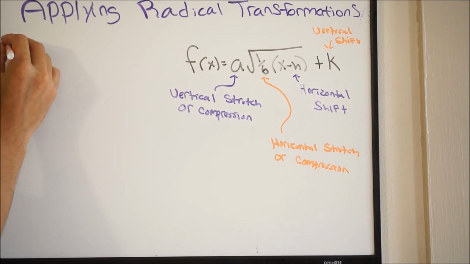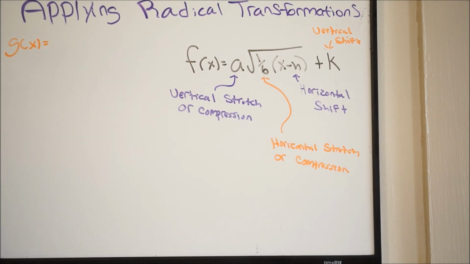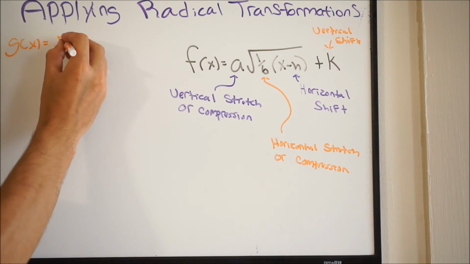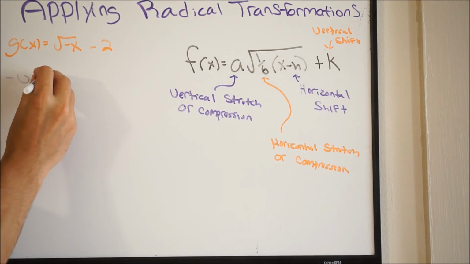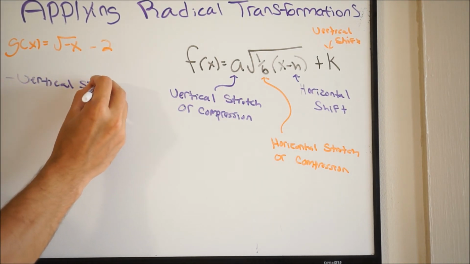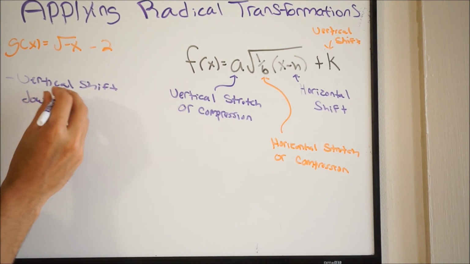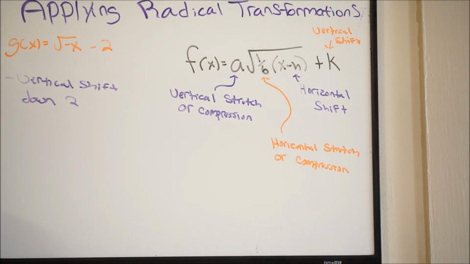So we'll have g of x equal to the square root of negative x minus 2. Okay, so let's go ahead and do what we know first. If we have not talked about this yet, right, this negative that's not listed here. So let's do what we know first. We know this is going to be a vertical shift, right? So vertical shift down 2, so a vertical shift down 2.